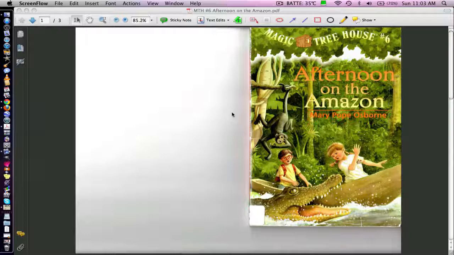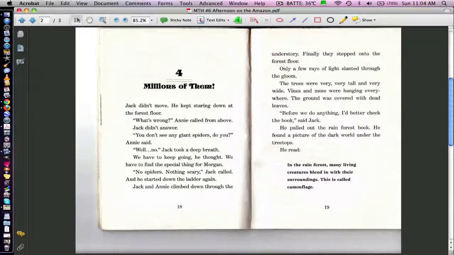This is Afternoon on the Amazon by Mary Pope Osborne. These books are written for first grade readers, but if you're a 4th, 5th grade writer, this is a lot like what you should be writing. And Mary Pope Osborne structures the writing the way a lot of writers do, and this seems to be something that students can pick up on, so that's precisely why I use these books. Okay, we are again using Magic Treehouse book number 6.